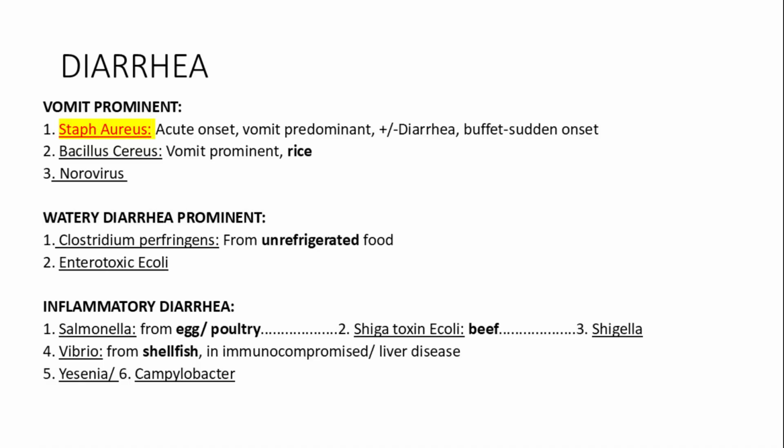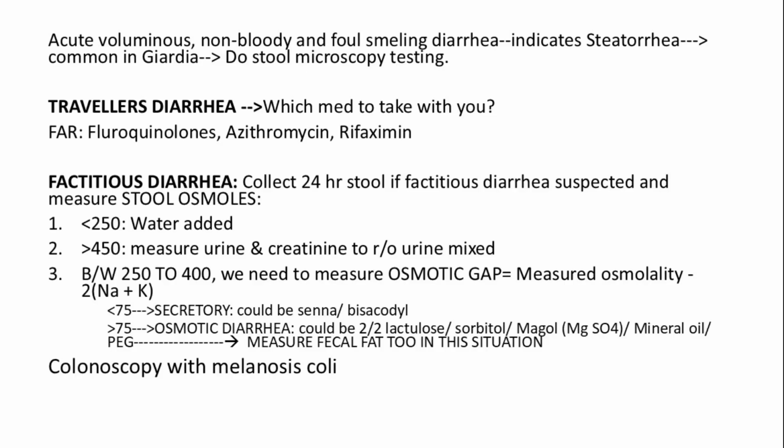Next, Yersinia and Campylobacter are also known to cause inflammatory diarrhea. Acute voluminous, non-bloody, and foul-smelling diarrhea indicates steatorrhea, which is common in Giardia. Do stool microscopy testing in such cases.